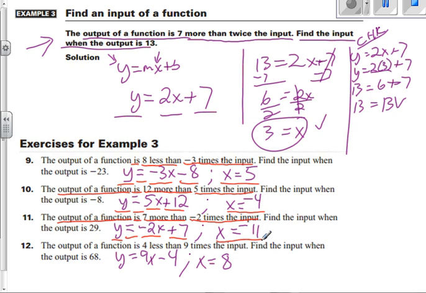And the very last one, number 12, the output of the function, y, equals 4 less than, that's minus 4, 9 times the input, that's 9x. 9 times x, we find out that x is equal to 8.